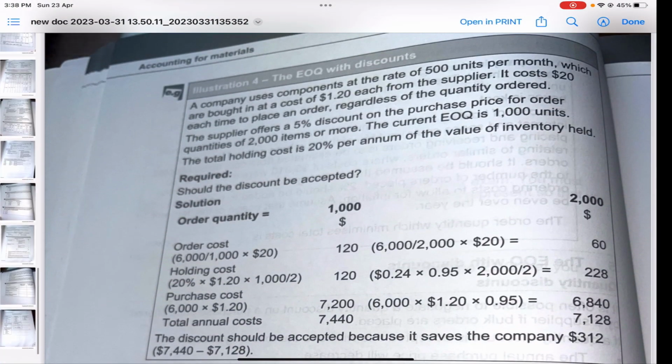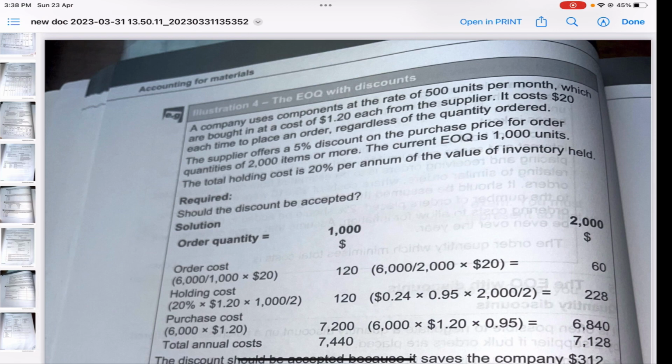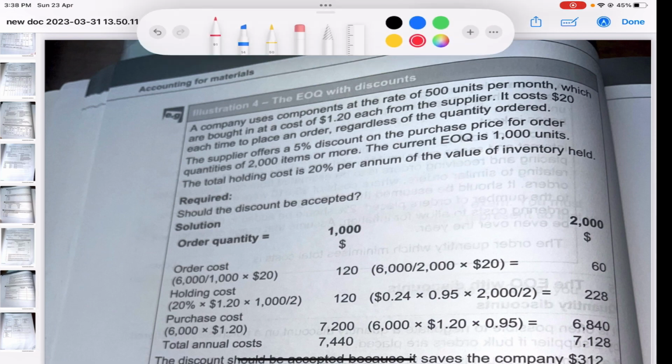Let's do the illustration. A company uses components at the rate of 500 units per month, which are bought in at a cost of 1.20 each from the supplier. It costs 20 each time to place an order, regardless of the quantity ordered. So no matter how much quantity you order, even if it's 100 or even if it's 1, either way you need to pay $20 each time to place an order.